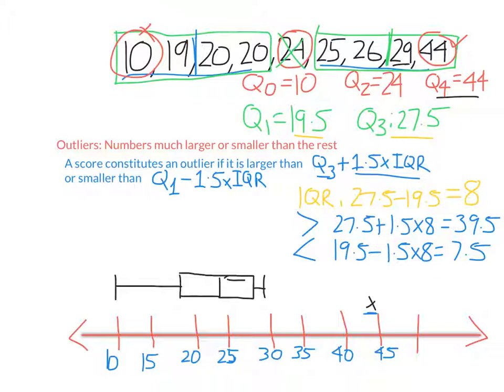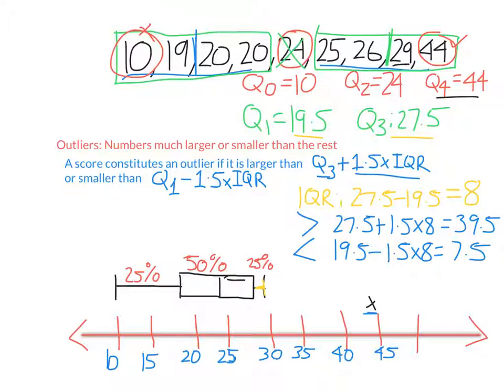It still has the same interpretation. So the lowest 25% of scores are between 10 and 19.5, and then the middle 50% of the scores are displayed in the box, and the top 25% outside the box. Again, it's not precise. It's not exactly 50% that are in the box. It's not exactly 25% here, but for all intents and purposes, it's close enough.